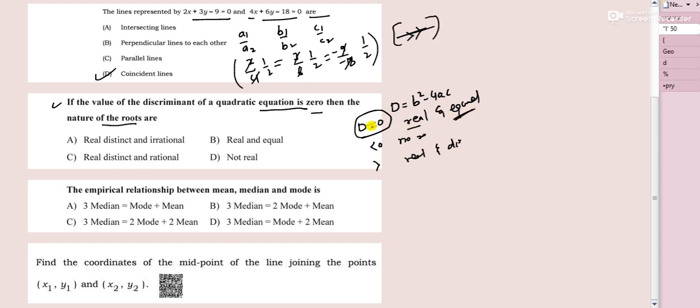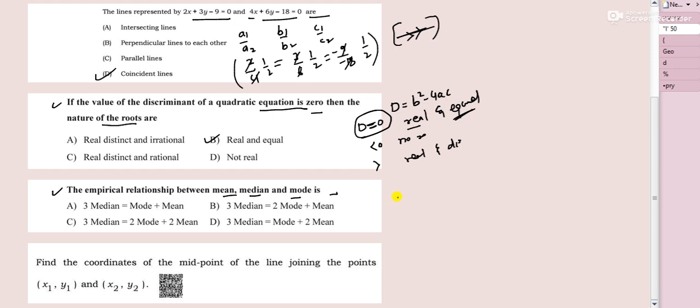Okay, this represents equal. So, they have mentioned discriminant is 0, so option number B is the right answer, real and equal. Next is question number 4. The empirical relation between mean, median and mode is dash. So this you have to remember.